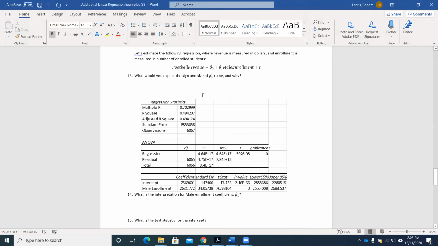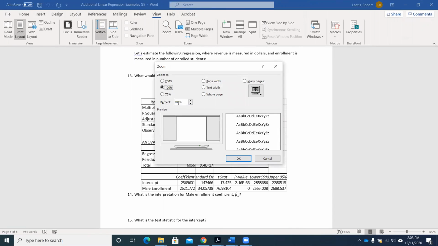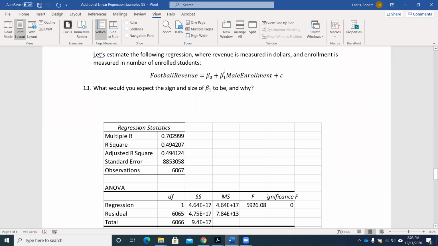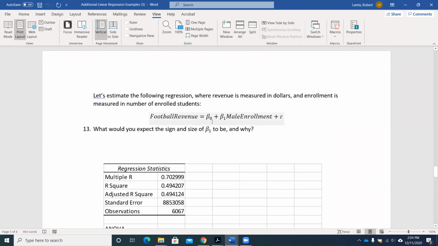So let's assume that I want to estimate the following regression, where my Y, or dependent variable, is football revenue. My X variable is male enrollment, so the enrollment at the university, specifically male. Maybe the idea is that as there are more male students, demand for football is likely to be higher: ticket sales, merchandise sales, etc. So what do I expect the sign and size of beta 1 to be? This is answering 14 at the same time, but let's think about the interpretation of this beta 1 coefficient.